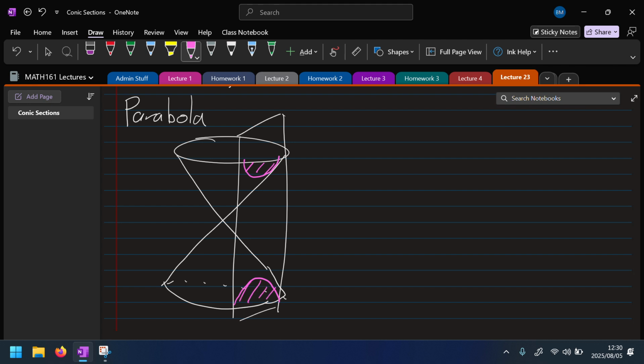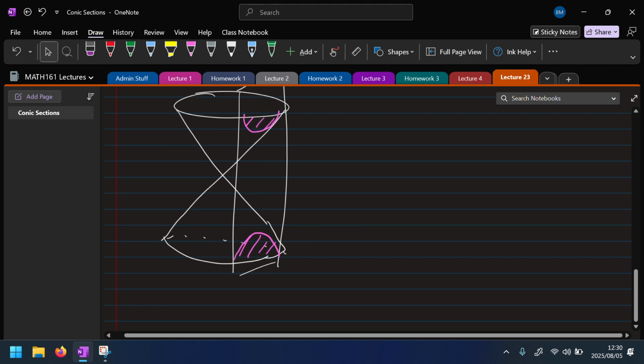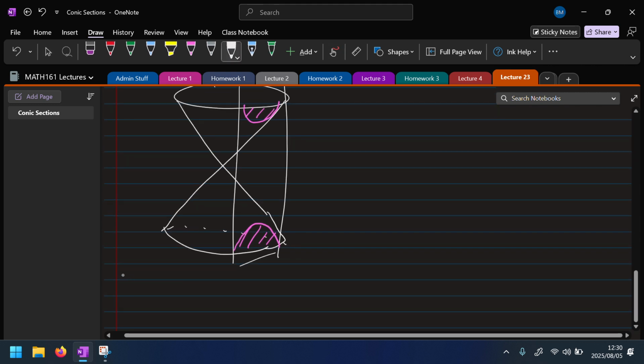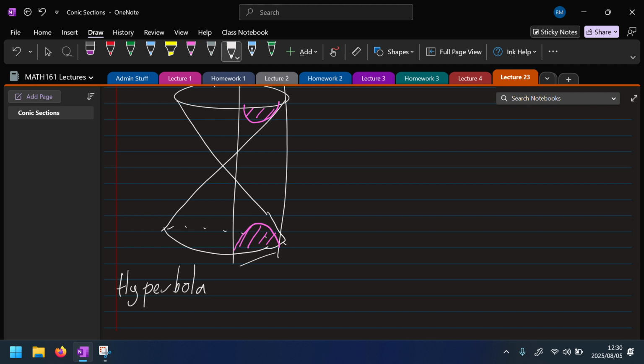Okay, so you cut it vertically. And then that cross-section that you see at the top and the bottom, that's going to be a hyperbola. Okay. So this is why we call these three conic sections. So you take a cone, find the cross-section, and then you get conic section. Okay, so that's where it comes from.